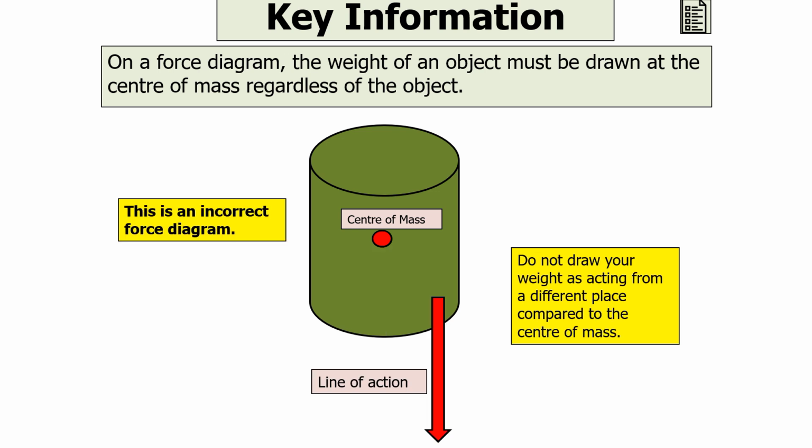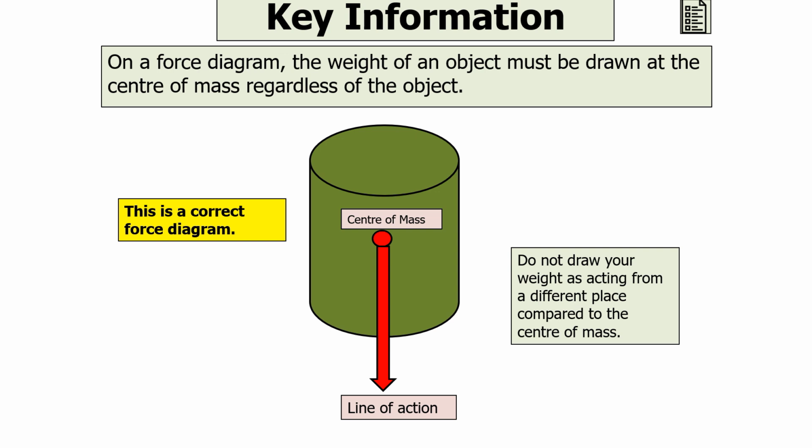So in this particular example, this would be an incorrect force diagram because we are not drawing the weight acting from the centre of mass. This would also be an incorrect diagram, and this would also be an incorrect diagram, but this would be a correct force or free body diagram illustrating the line of action of weight of an object.